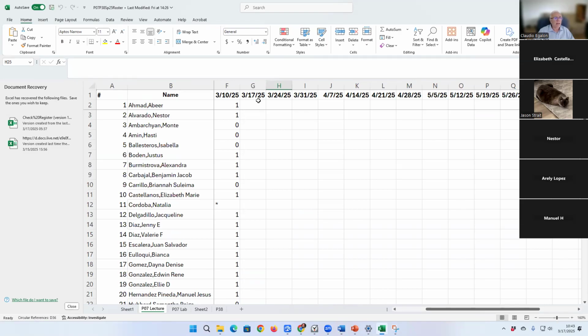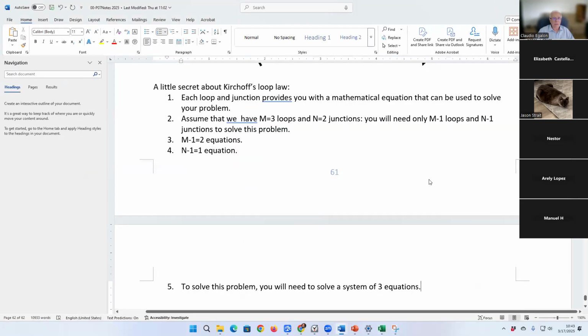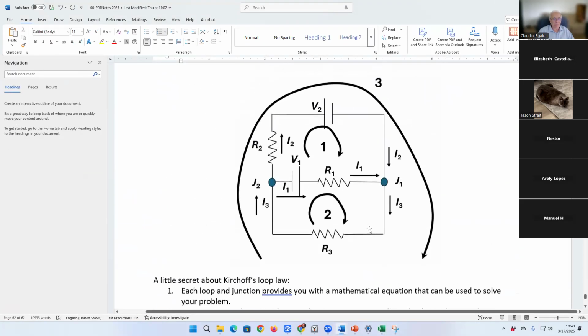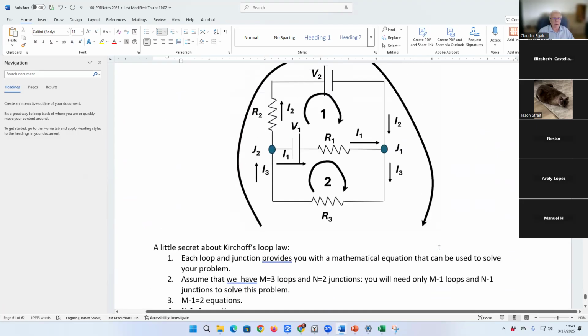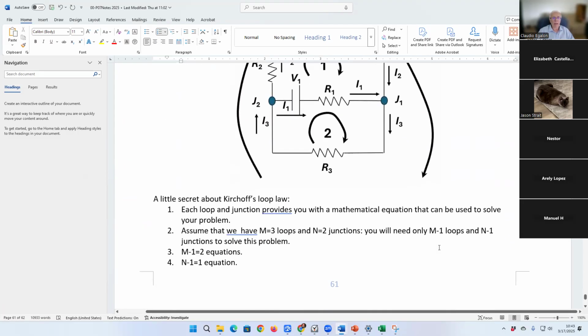Today is the 17th. Remember, it's a problem with 3 equations, a system of 3 equations, and 3 unknowns, right? Notice there's 3 equations with 3 unknowns. What are the unknowns? The unknowns are current 1, current 2, and current 3. Because we have 3 equations and 3 unknowns, in principle, you should be able to solve this problem mathematically, okay?